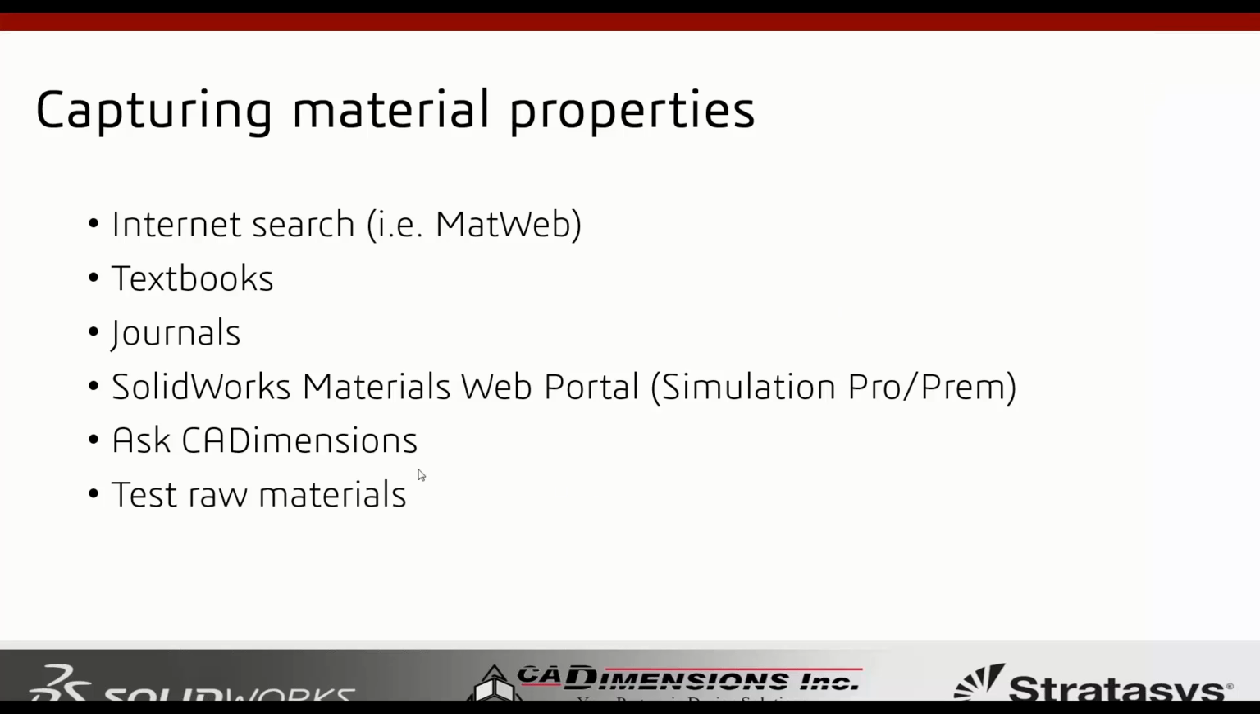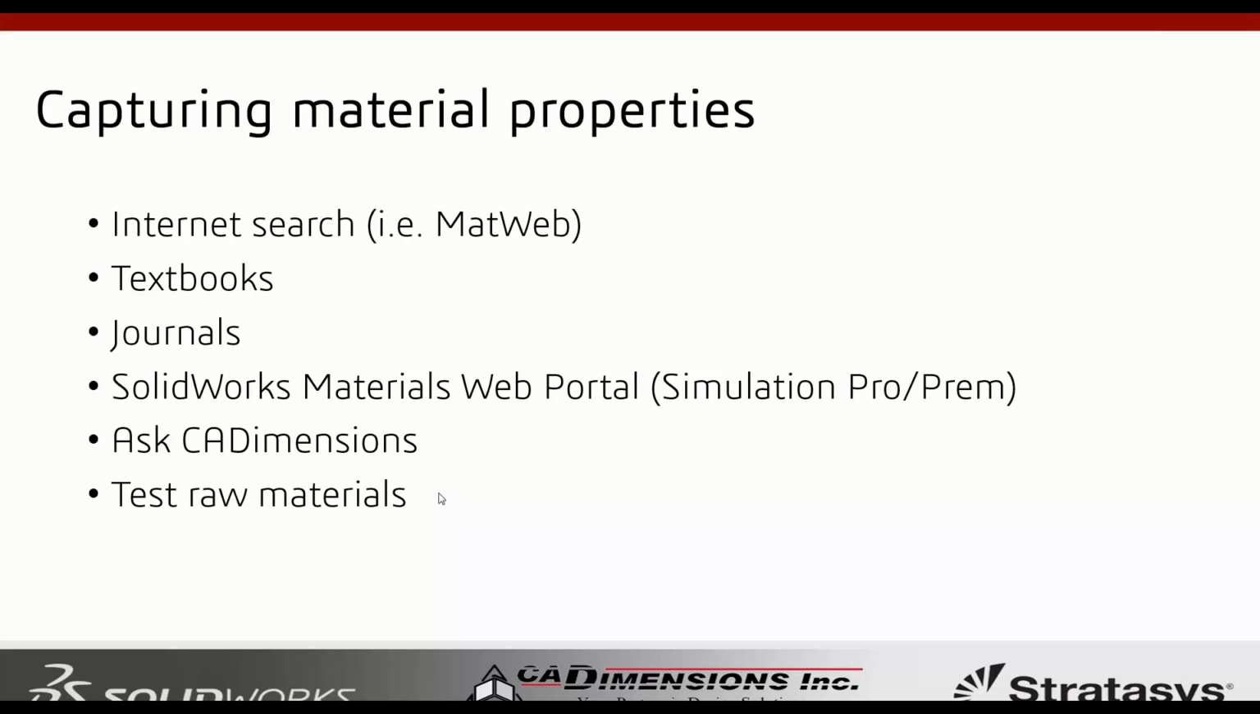And of course, at CAD Dimensions, we experience simulation. We are working with several different customers that work with several different types of material, and a lot of times we get access to these materials, and we typically keep that in our database here. So if you come across a material where, after going through the internet, textbooks, journals and the web portal, you really still can't find your material properties, ask us, and we might be able to help you with that. And of course, last but not least is testing your raw materials.